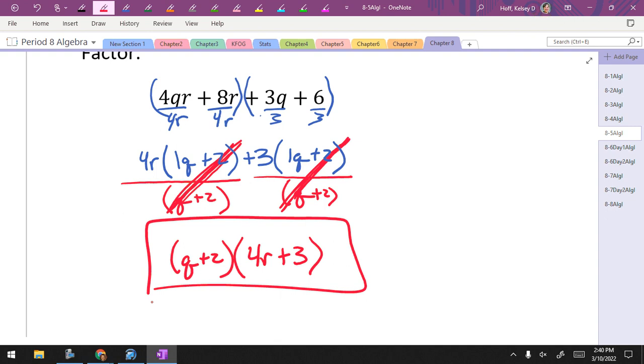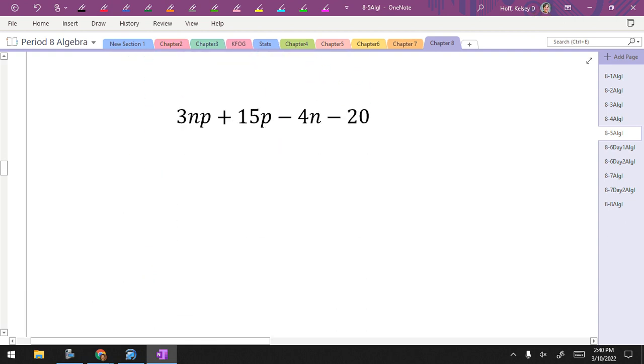Let's go down. Wait, does that Q plus 2 have to be in parentheses? Yes, because if it's not, that's a great question. Because if it's not, then it looks like just the 2 is being distributed, and you want the whole thing. Yes. Go down here.